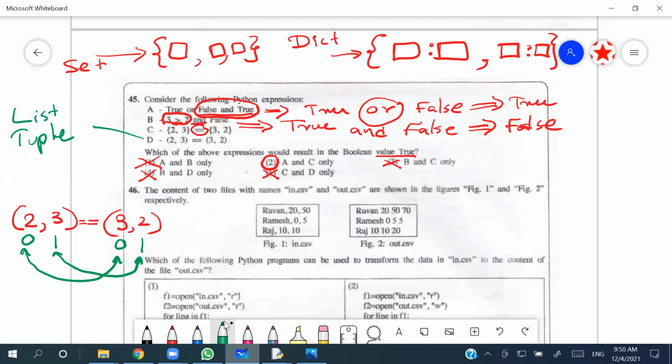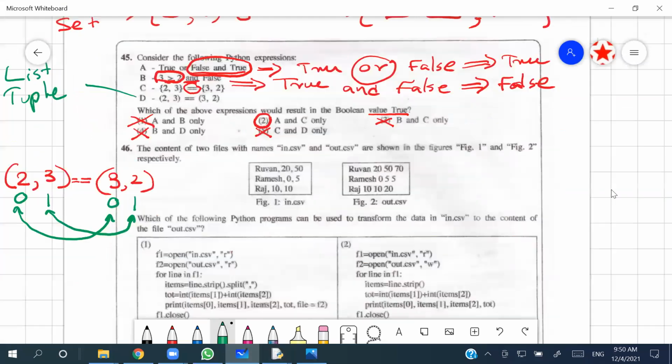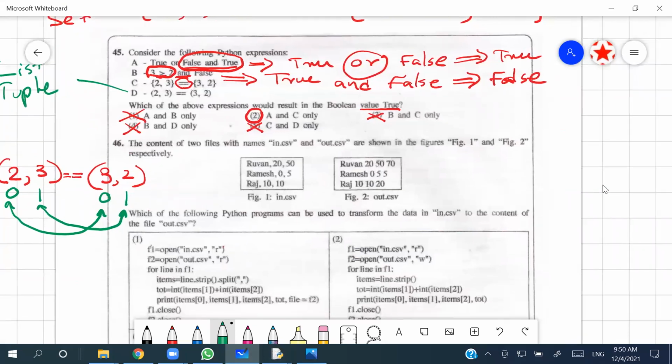So moving to the next question. Question number 46: the content of two files with names in.csv and out.csv are shown in figure 1 and figure 2 respectively. Which of the following Python programs can be used to transform the data in in.csv to the content of out.csv? Now, in in.csv, you can see they have three lines.